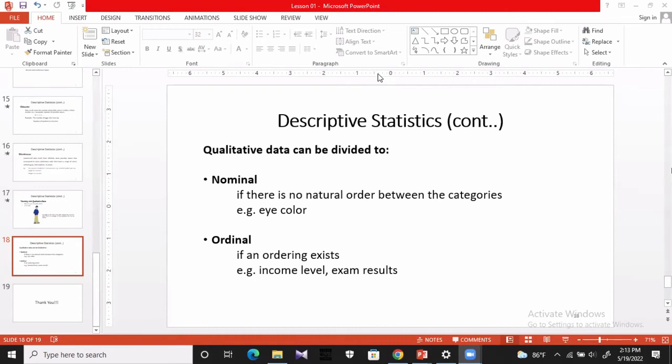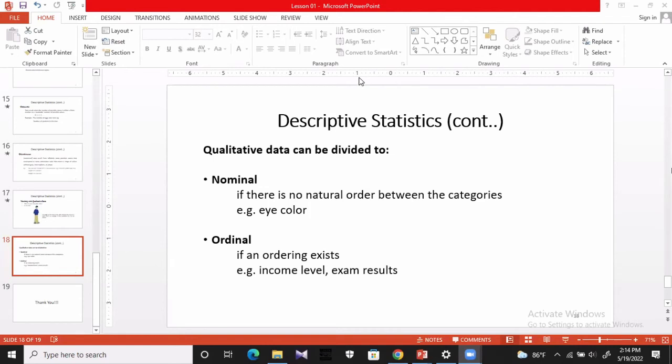If you consider your favorite color, sometimes your favorite color may be either red, blue, green, black. So is there any natural order between those colors? No, we cannot make any order using the colors. Understand? So such type of data are called nominal data. No order, nominal data.